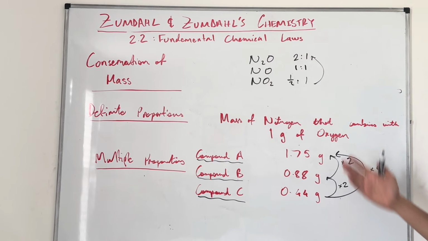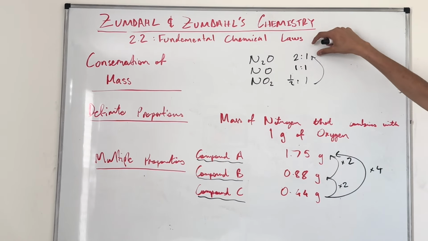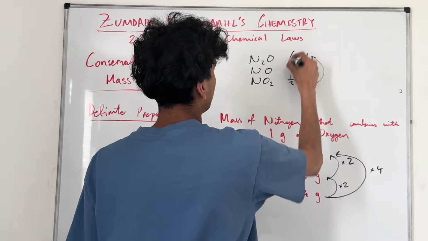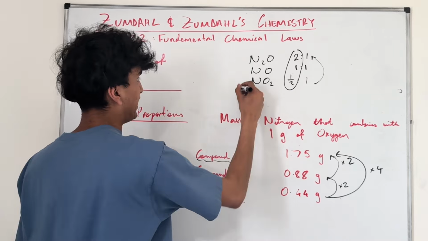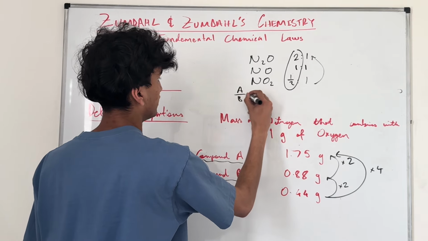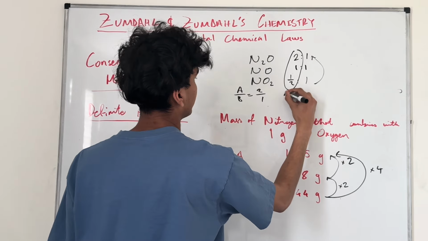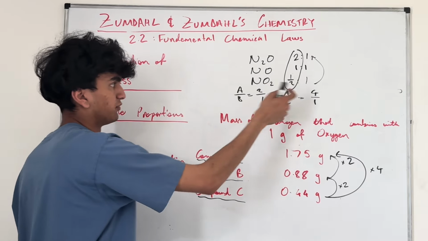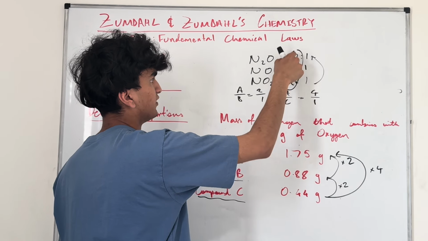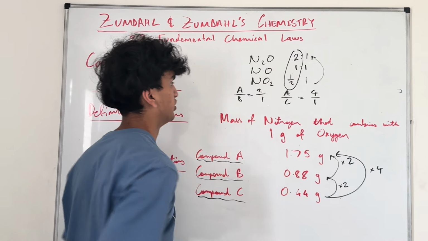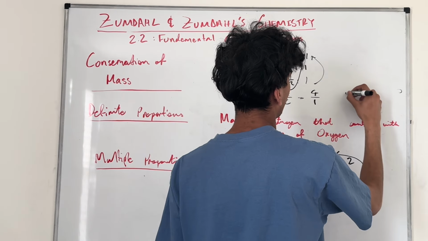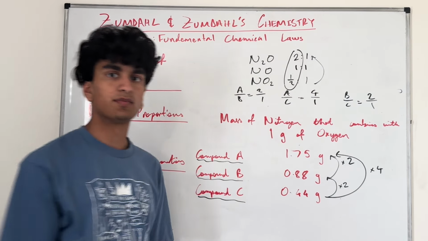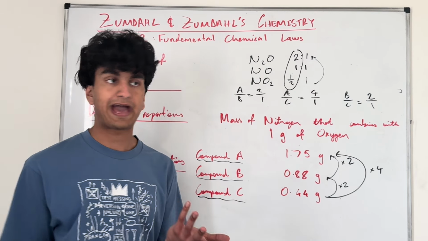The ratios, not necessarily between nitrogen and oxygen, but the ratios here, right? From A to B, it's 2-to-1. From A to C, it's 4-to-1 in terms of nitrogen, right? This is a 2-to-1 ratio. This is a 4-to-1 ratio. From B to C, it's also 2-to-1. These ratios always reduce to clean whole numbers. And it once again supports the idea of atoms.